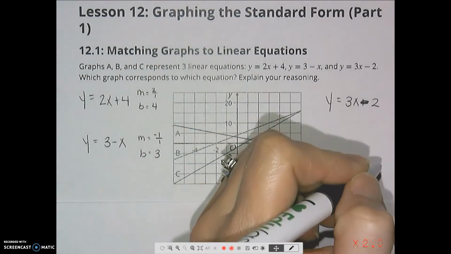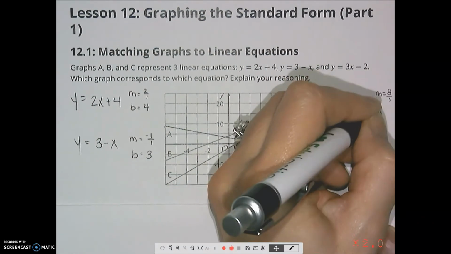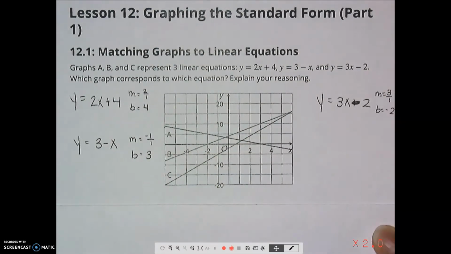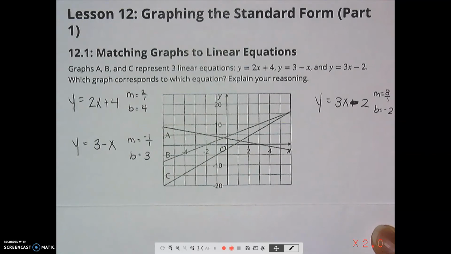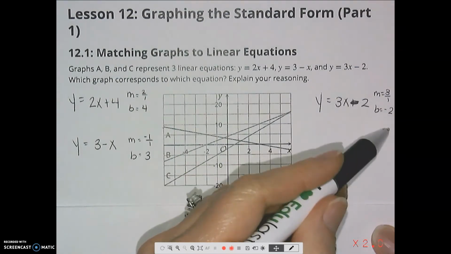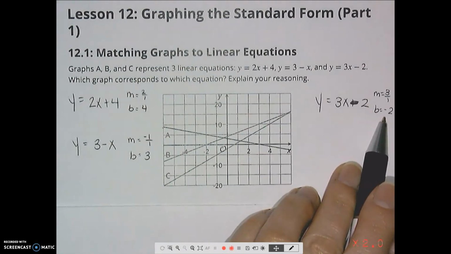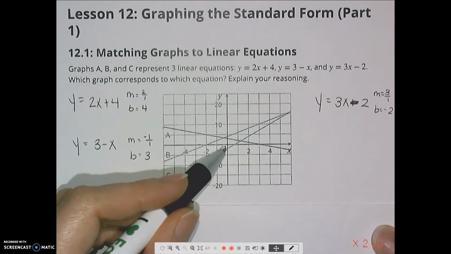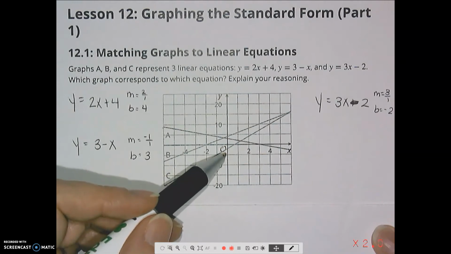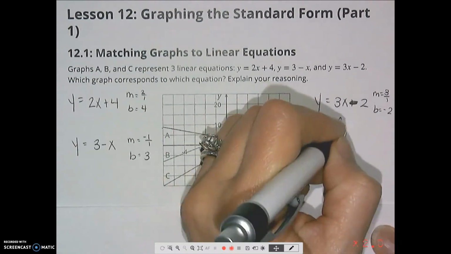And for this last equation over here, our m is 3 over 1, and our b, our y-intercept, is a negative 2. So the easiest thing to find out of all of these is the y-intercept. So we have a positive 4, a positive 3, and a negative 2. Obviously the negative 2, being the only negative one, is the easiest one to find. Along here, that means that negative 2 is this, and it does have a positive slope. It is going uphill, so that would be graph C.